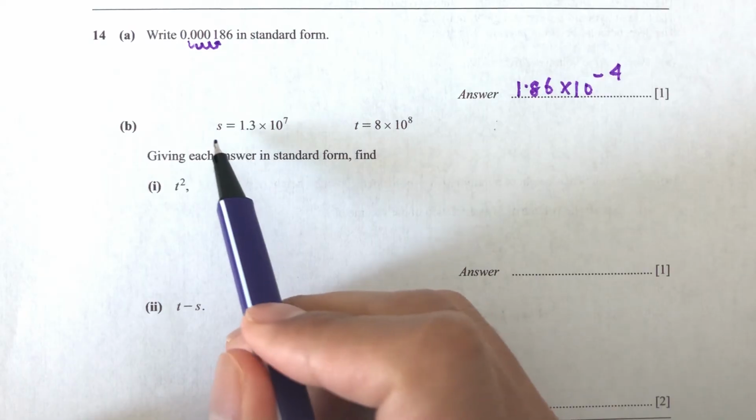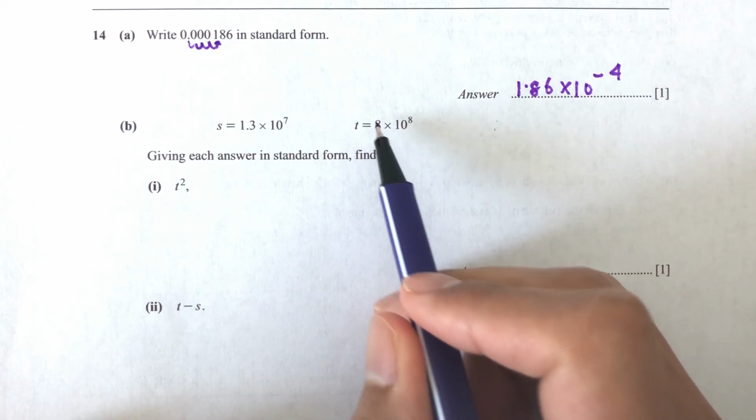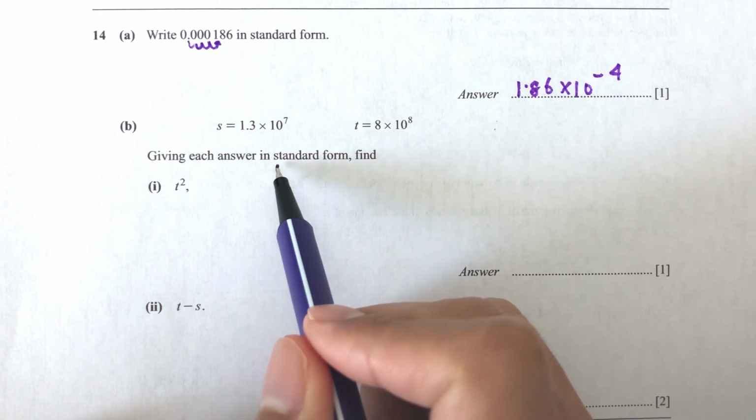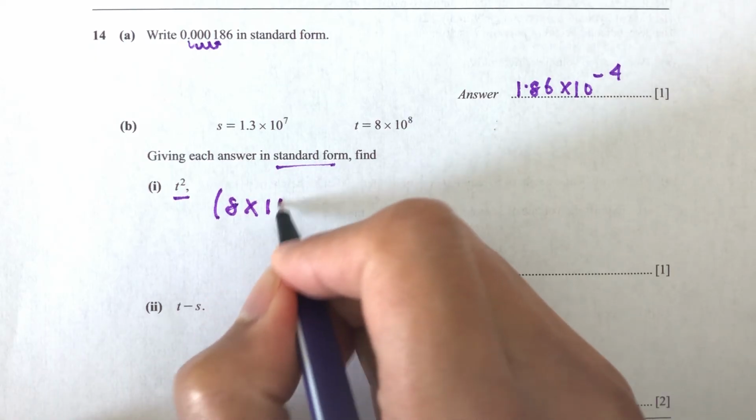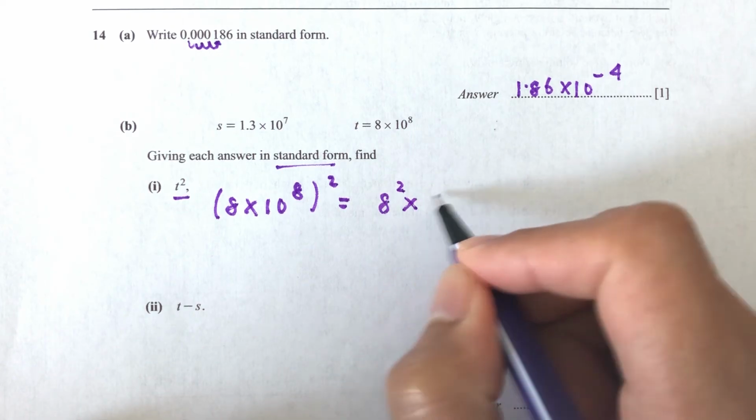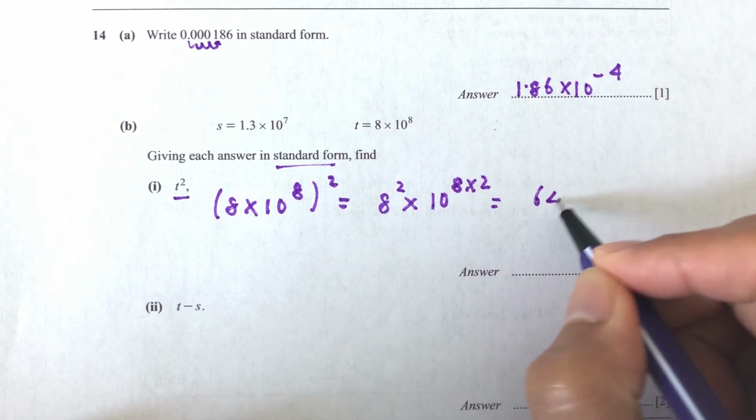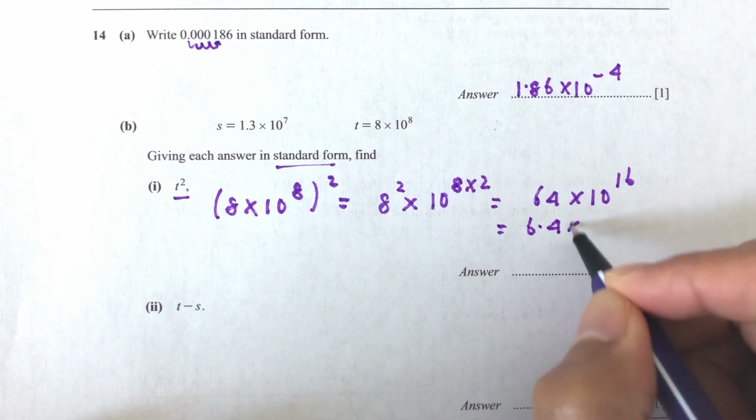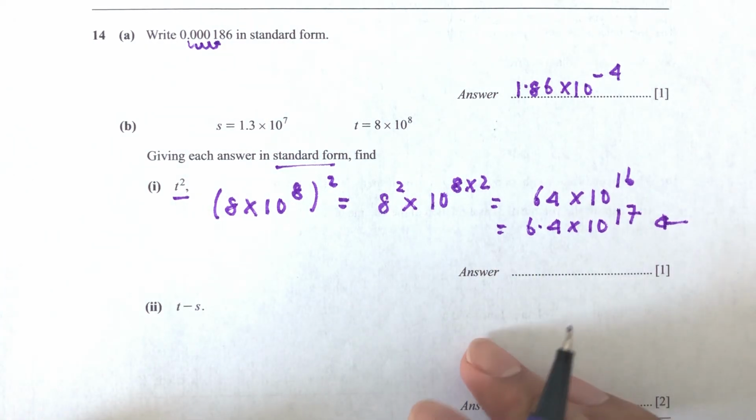So now part B, we have S is equal to 1.3 times 10 to the power of 7, and T is equal to 8 times 10 to the power of 8. Giving each answer in standard form. Find T squared. T squared is 8 times 10 to the power of 8, squared. So it will be 8 squared times 10 to the power of 8 times 2. That will become 64 times 10 to the power of 16. 6.4 times 10 to the power of 17. That will be your answer in standard form.